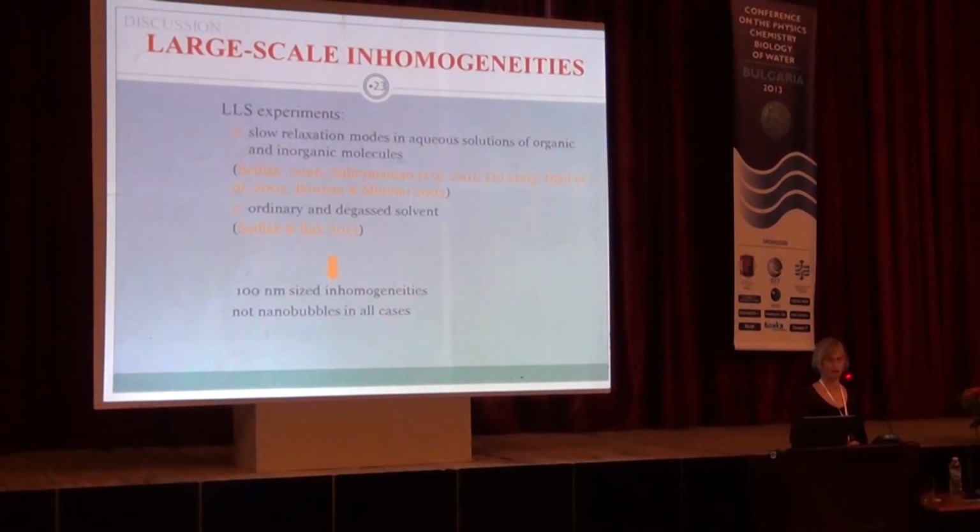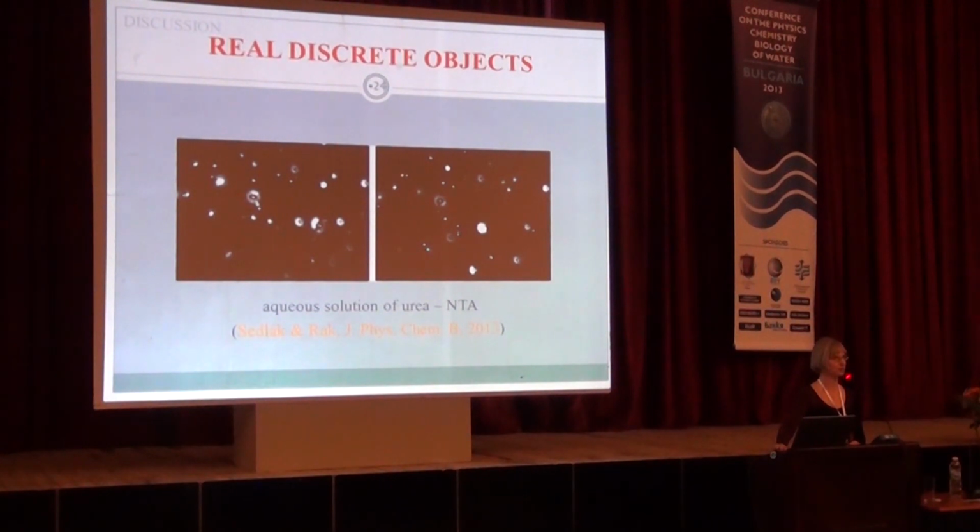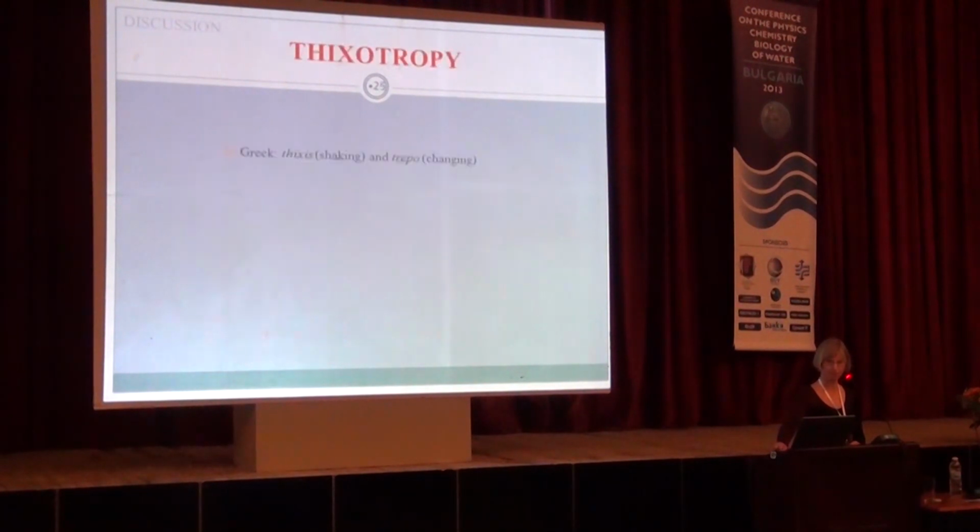However, they found around 100 nanometer sized inhomogeneities in water, which were not nanobubbles, in all cases. And here you can see a picture of such real discrete objects obtained in aqueous solutions of urea by nanoparticle tracking analysis. And I think this could be further confirmation of the autothixotropic phenomenon.